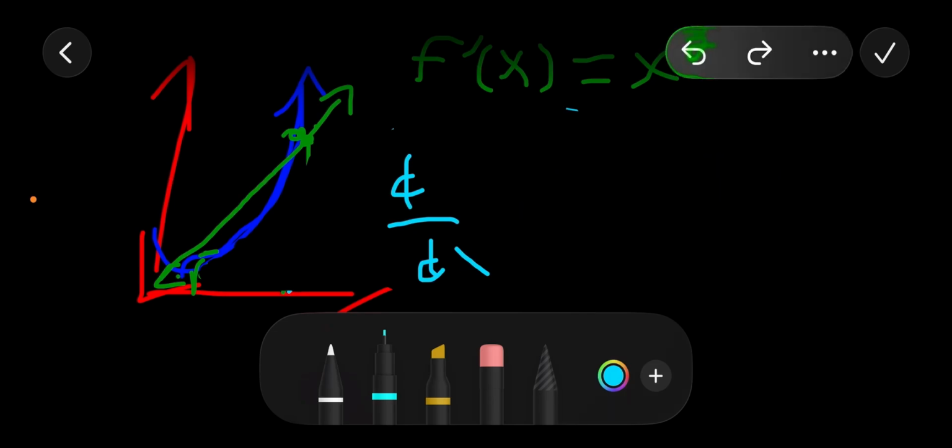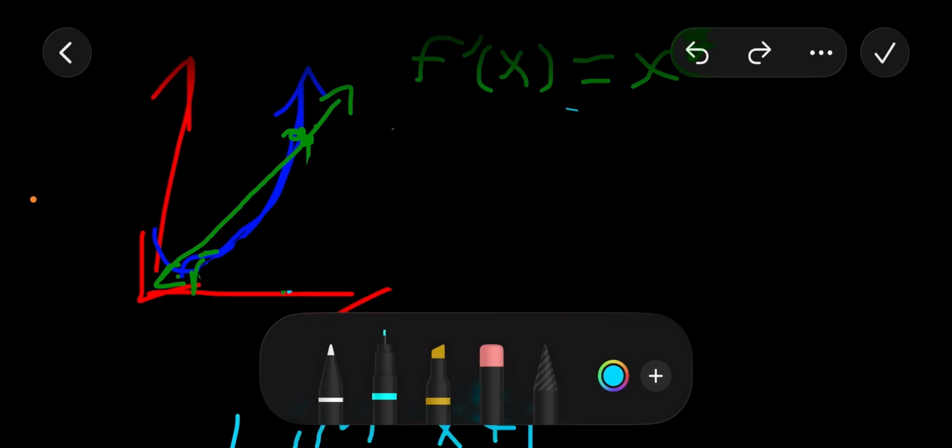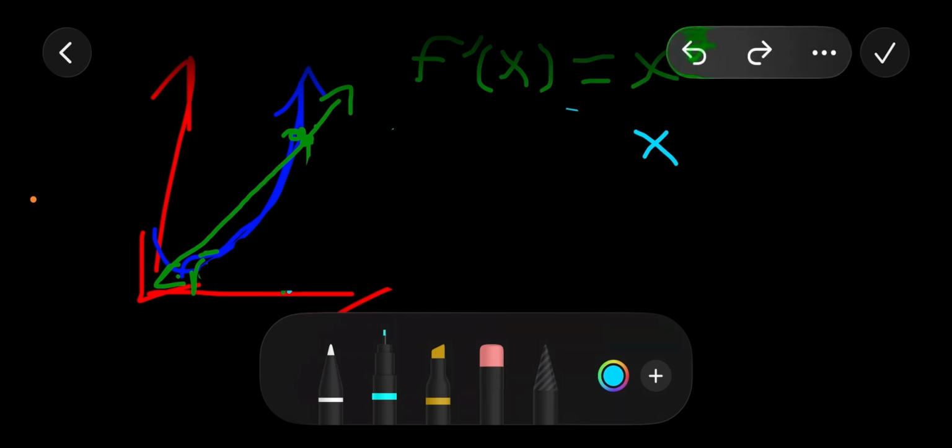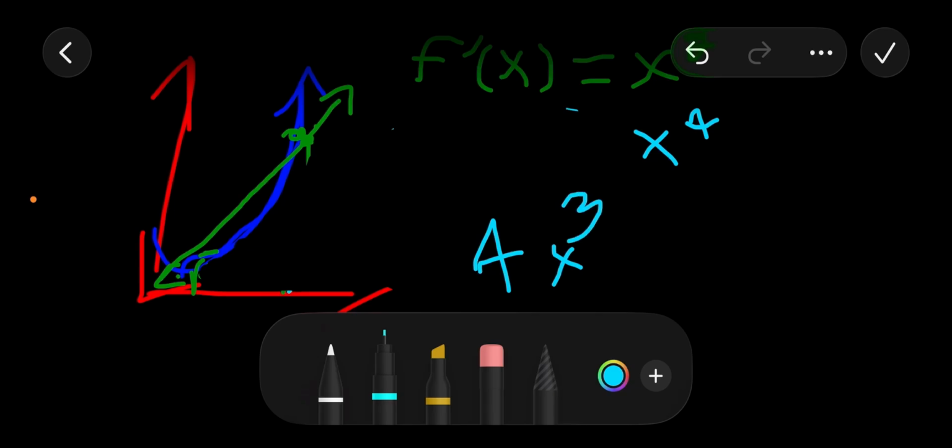This isn't as hard as you think. So let's try another example. Let's say our curve right here was x cubed. So the derivative is just 3x to the power of 3 minus 1, or 2. So 3x squared. And let's try with x to the 4. So x to the 4 is just 4x to the power of 4 minus 1, or 3, so 4x cubed. That's the derivative of x to the 4. Now this doesn't always work. It only works with functions with a power.